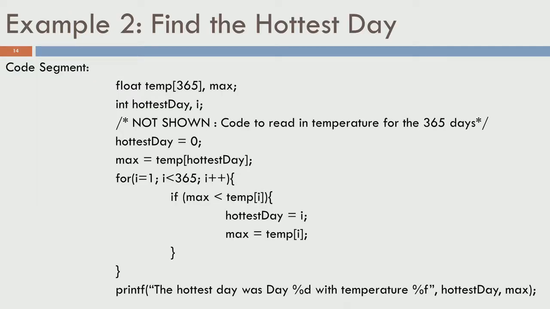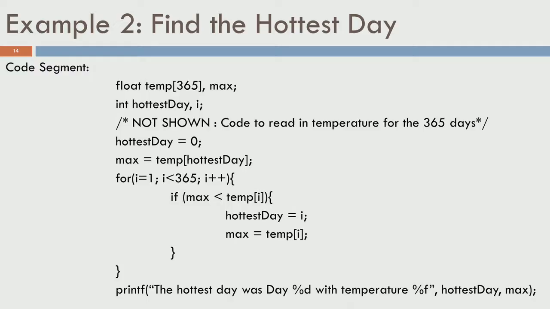So, I want to talk about another small example along the lines of finding the hottest day. I have read 365 temperatures into an array called temp, but I want to find out the maximum temperature, or which day was the hottest day. What I want the program to do is print the day on which it was the hottest, as well as the temperature of that day.